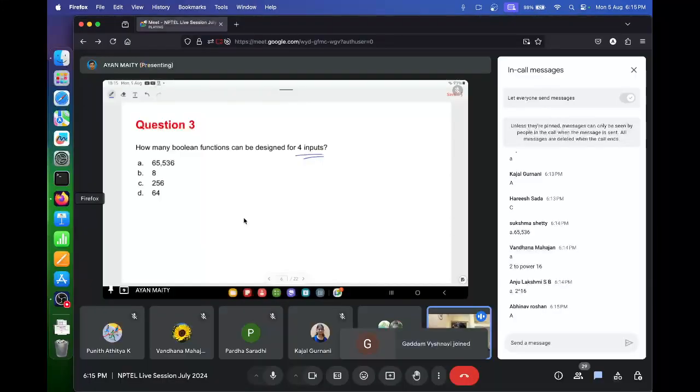Avinav says option A. So the correct answer is option A. If there are n binary input variables in a binary function, how many Boolean functions can be designed? So there is 2 to the power 2 to the power n.